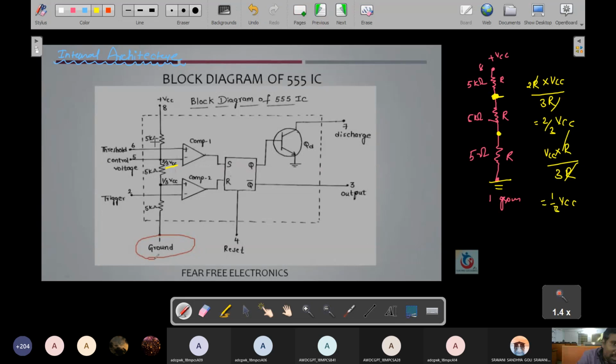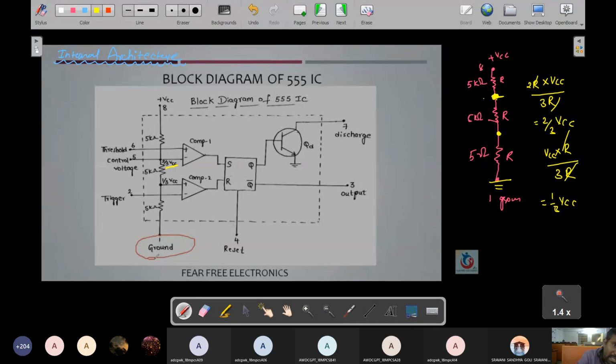This potential divider means the 8th pin is connected to plus VCC and the first pin is ground. With reference to ground, we are giving potential to this triple-5 IC. These are three equivalent 5 kilo ohm resistors, connected in series. At each and every point of the resistor, a voltage drop will exist. You find the voltage drop using this procedure. Voltage will drop after crossing the first resistor.